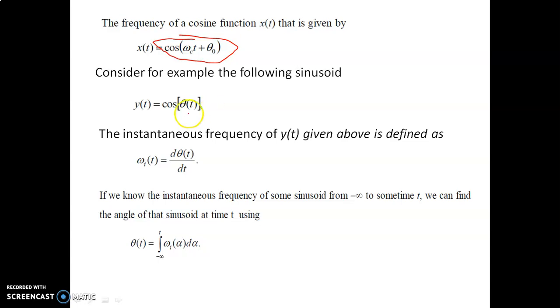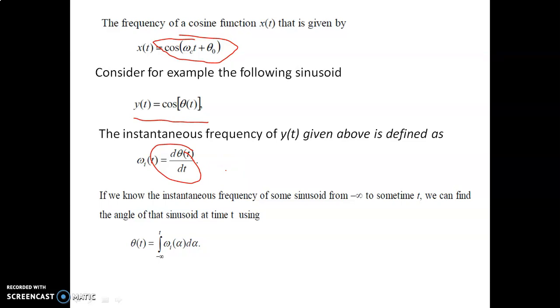It is the equation y(t) = cos(theta(t)), where theta(t) is a function of time. The frequency of y(t) is dependent on the function theta(t) and may itself be a function of time. So the instantaneous frequency of y(t) is given by omega_i(t) = d theta(t)/dt. This is the differential equation of theta(t).